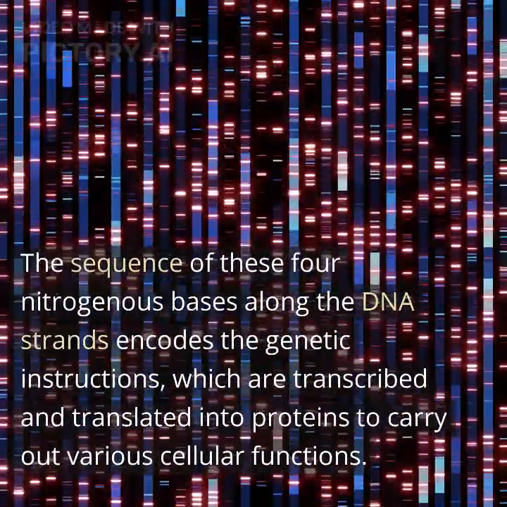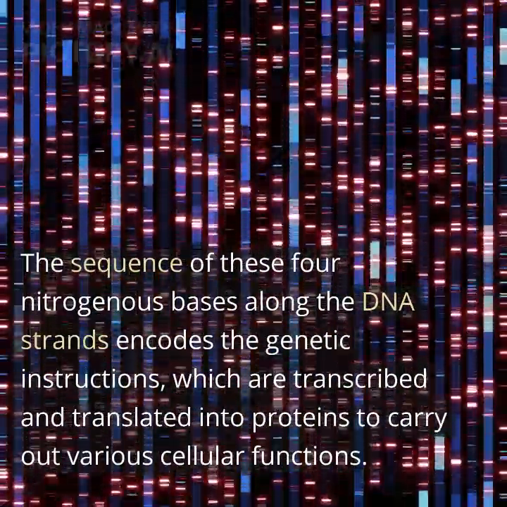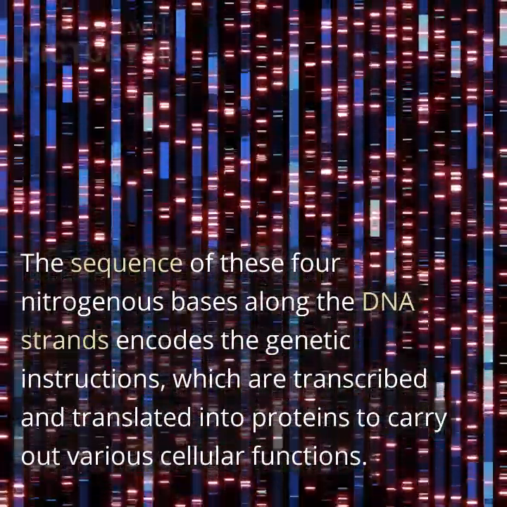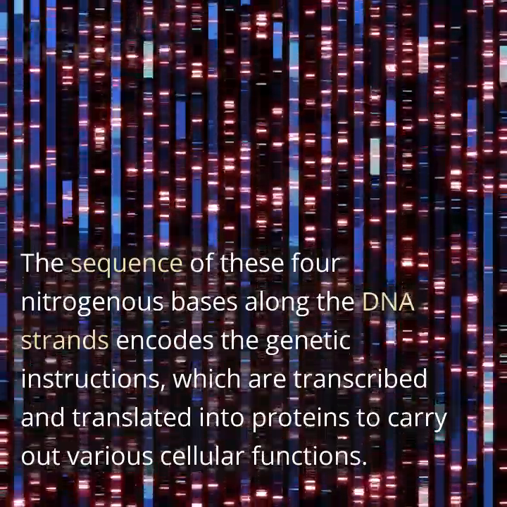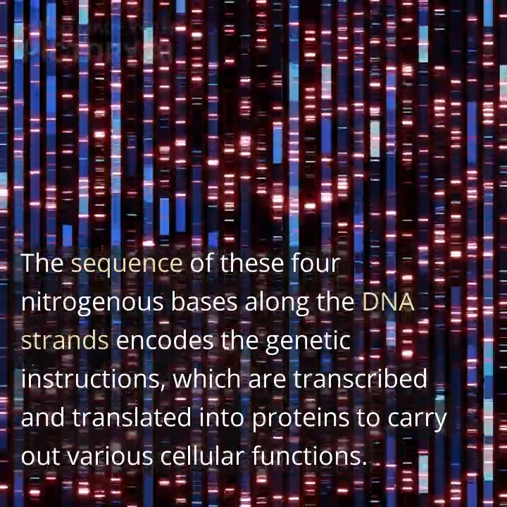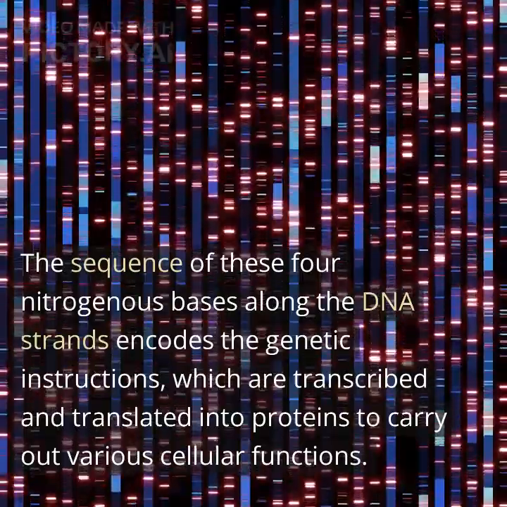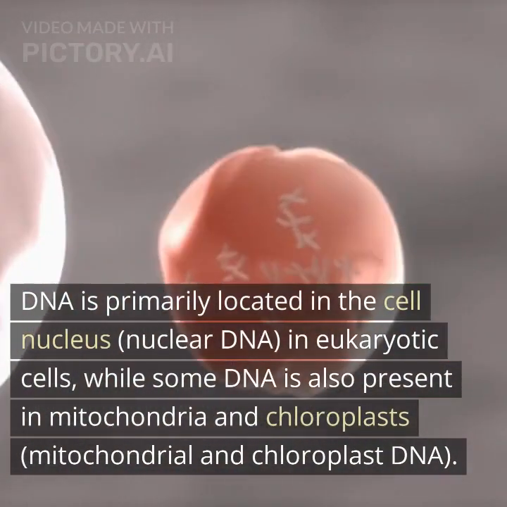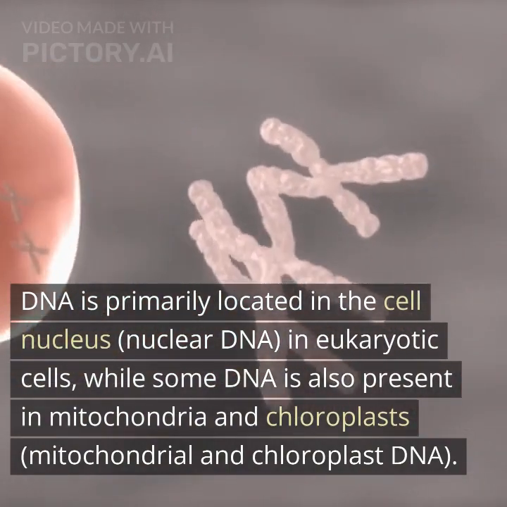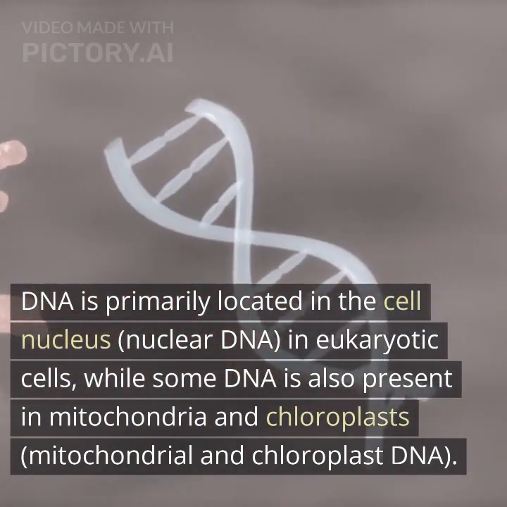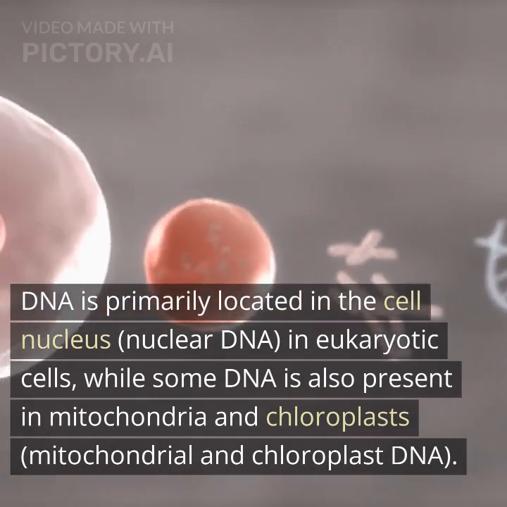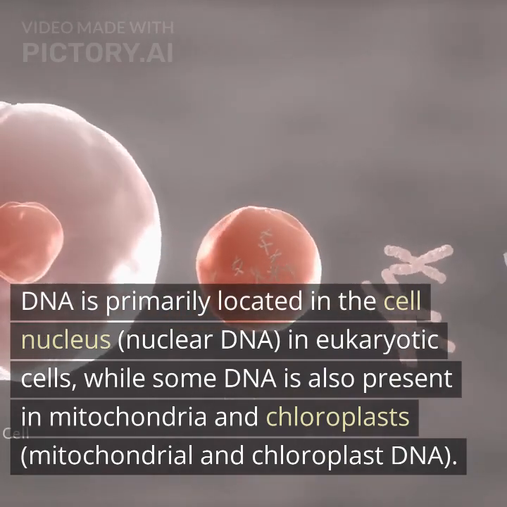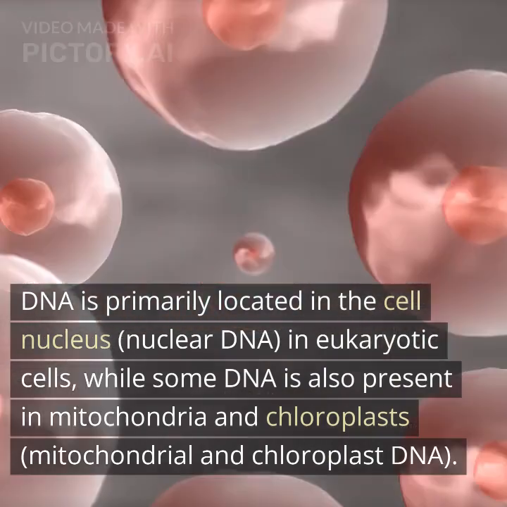The sequence of these four nitrogenous bases along the DNA strands encodes the genetic instructions, which are transcribed and translated into proteins to carry out various cellular functions. DNA is primarily located in the cell nucleus, nuclear DNA, in eukaryotic cells, while some DNA is also present in mitochondria and chloroplasts, mitochondrial and chloroplast DNA.